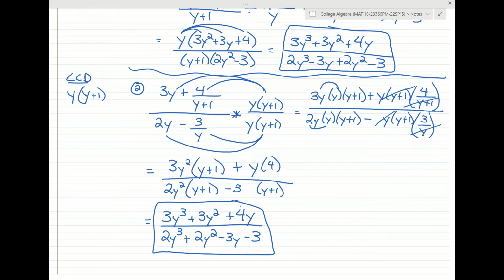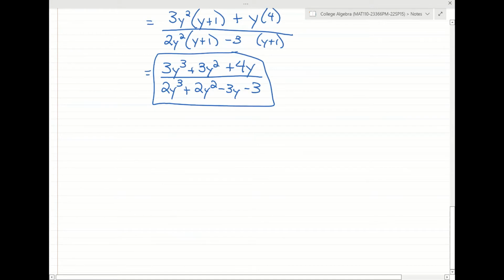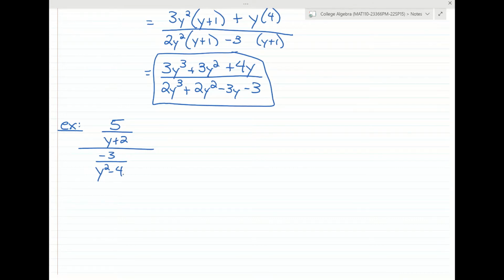I have 4 more examples I wanted to go over. What if we had 5 over y plus 2 divided by negative 3 over y squared minus 4? It's already one fraction over one fraction.